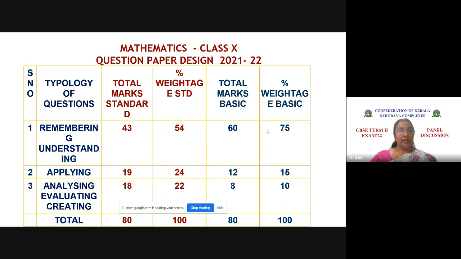Level 1, when 54% is covered in standard, 75% from basic. That means easy questions will be more included in basic. At the same time, level 2, standard 24%, at the same time weightage of basic is less. And the third level, 22% in standard and only 10% in basic question paper.